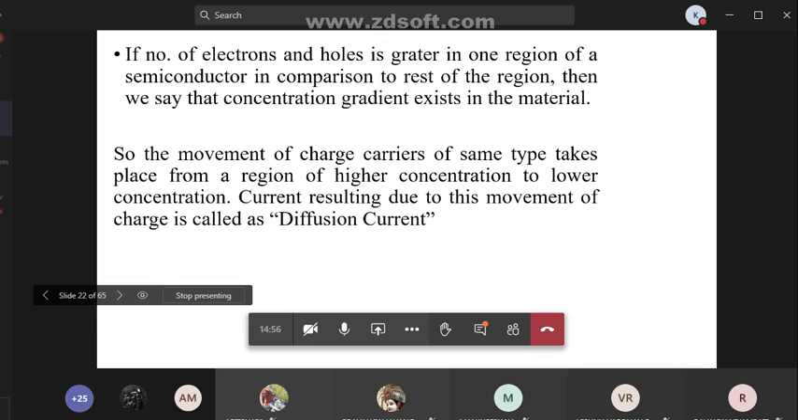So here the charge carriers are moving from the higher concentration region to the lower concentration region. The current due to this movement of charge carriers is called diffusion current.